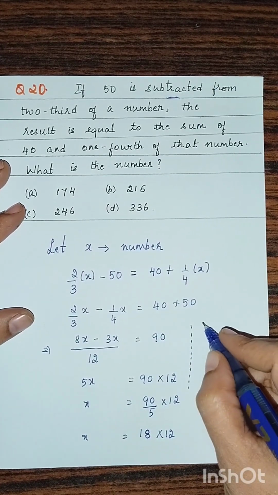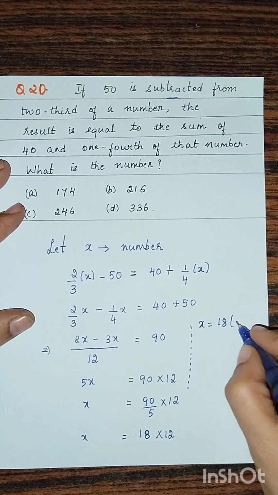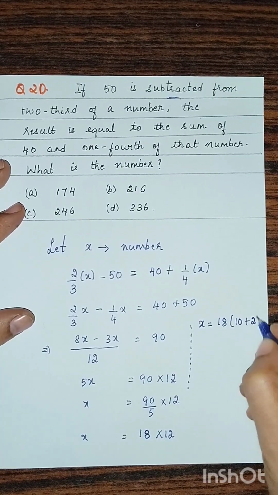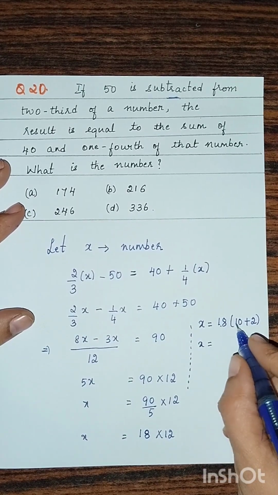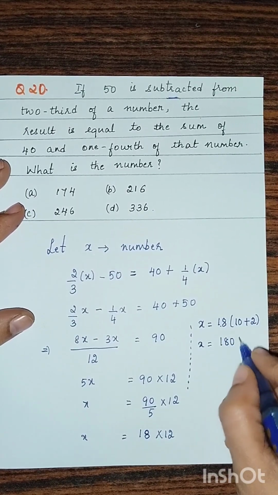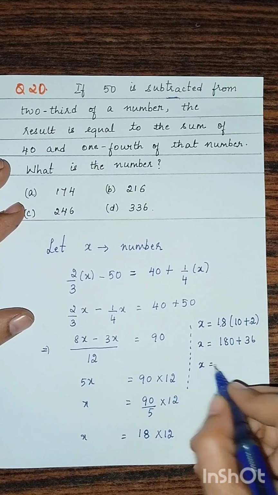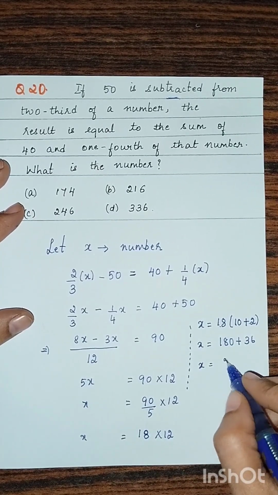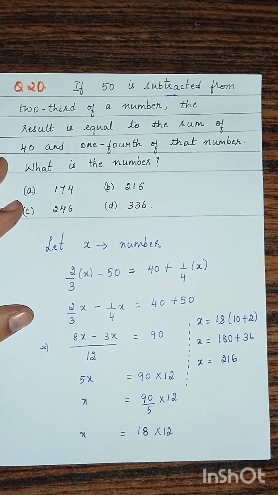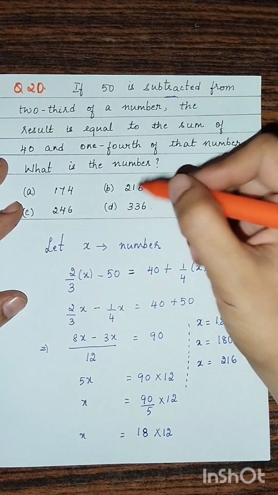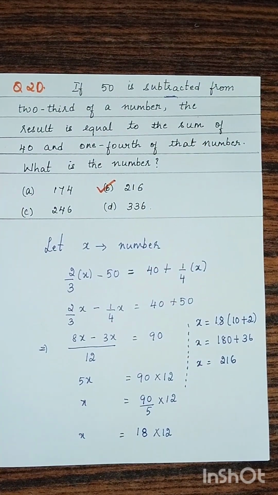So we can write this as x is equal to 18 into, instead of 12 we can write 10 plus 2. So x is equal to 18 times 10 is 180, 18 times 2 is 36. So the value of x is equal to 216. The correct option is B. This video completes here.